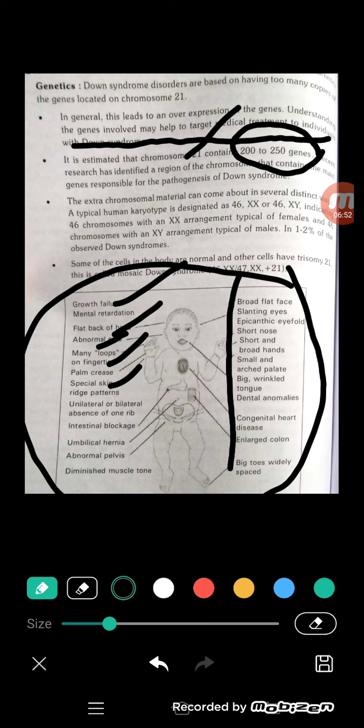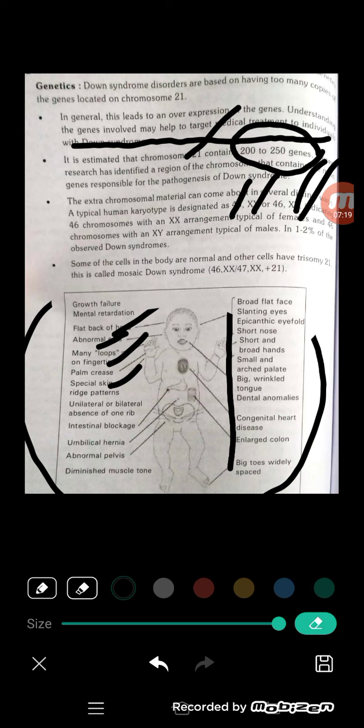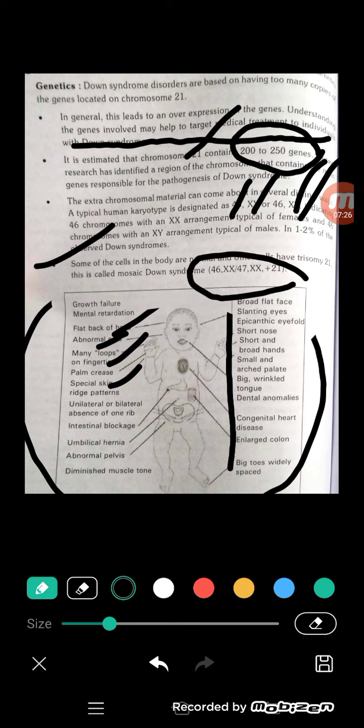What is that extra chromosomal material? A total of 46 chromosomes are present in our body: 46 plus XX in females, 46 plus XY in males. An abnormal arrangement of the X and Y chromosomes also leads to Down syndrome. Here, 46 chromosomes are normally present, but if 47 chromosomes are present, it leads to Down syndrome also.